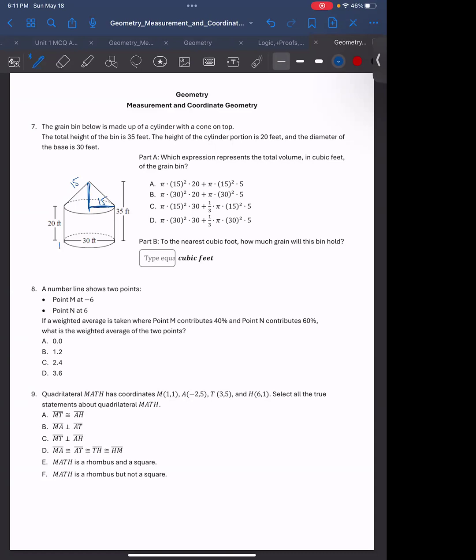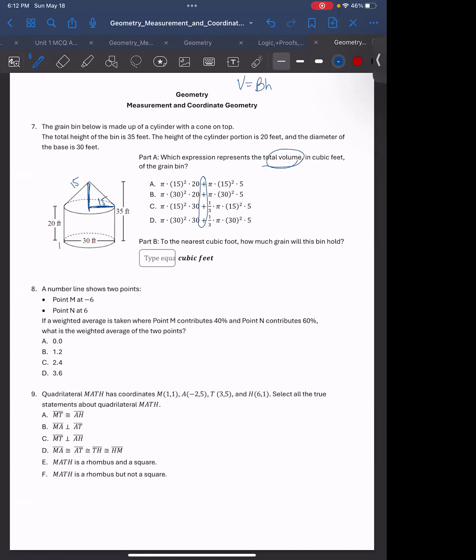Part A, which expression represents the total volume in cubic feet of the grain bin? When you have shapes like this, they're called composite shapes. They have more than one shape involved. All you have to do is find the volume of one, find the volume of the other, and add them up. That's why you see the plus sign in the middle. Now I go to my handy dandy reference sheet, find the cylinder, and I see that the volume of a cylinder is big B times H.